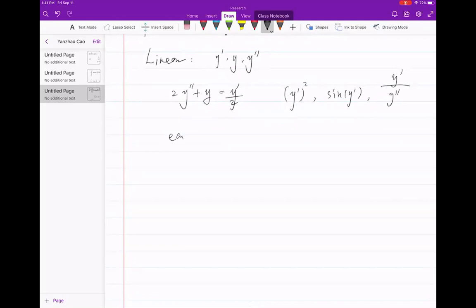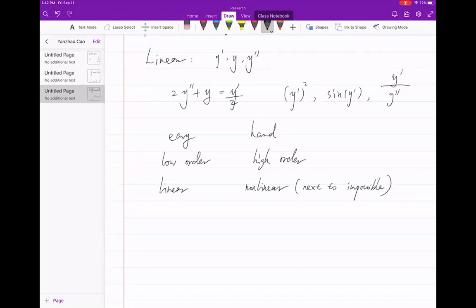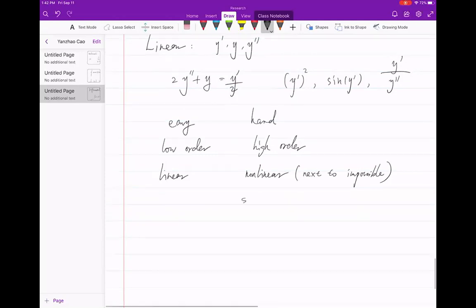Now, easy, hard. The low orders are easy. The high orders are hard. The linears are easy. The nonlinear differential equations are next to impossible. So sadly, we have a lot of nonlinear systems, and we cannot solve them analytically. It's just very difficult. We can only solve a few. And a lot of times, what we do is we locally treat them as linear.